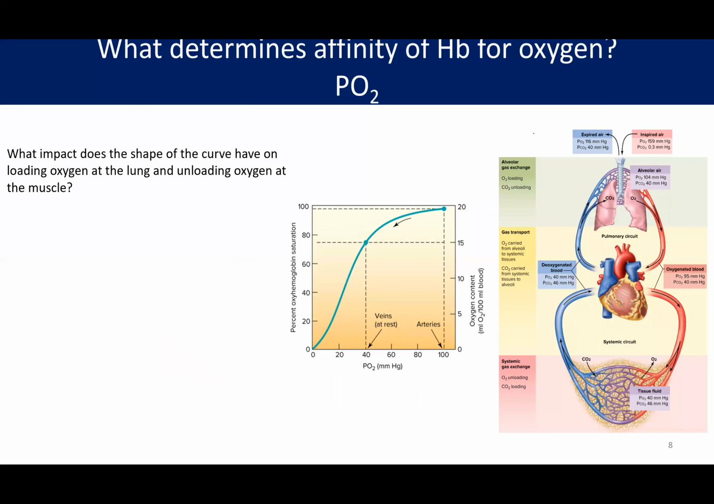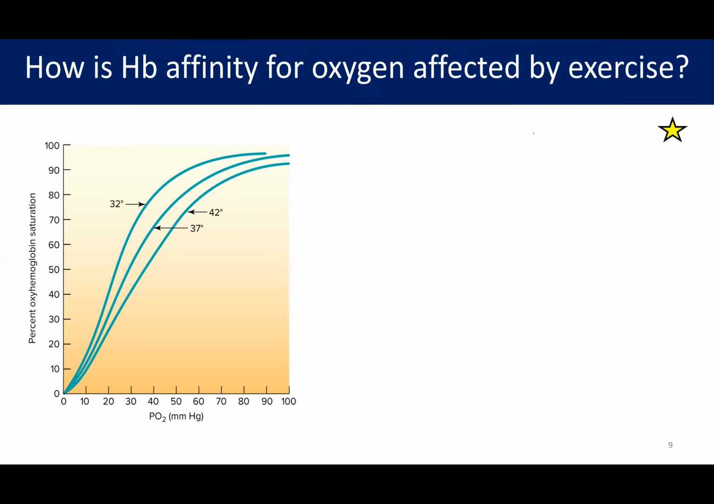Now, there are a couple of other things. We've kind of beat this part to death. Let me move on here. Let's talk about the affinity of hemoglobin for oxygen and how it's affected by exercise. This is a really important principle. So this line in the center, this represents the affinity of hemoglobin for oxygen at a normal blood temperature.